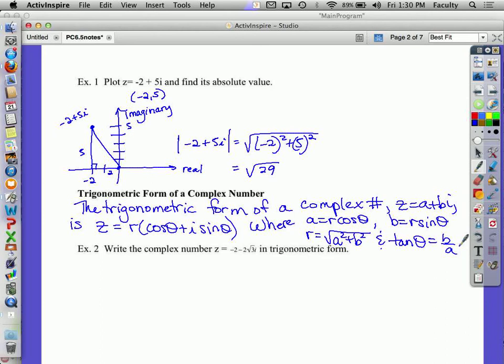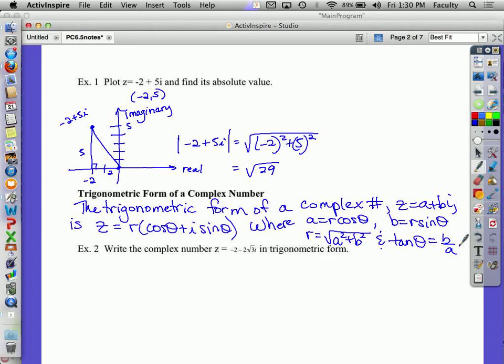All right, trigonometric form of a complex number, we'll call it z equals a plus bi, is z equals r times the quantity cosine theta plus i sine theta. So that should look a little familiar to us. Remember in the previous lesson on vectors, what was in the place of r? The magnitude of the vector. Is that not the same thing as the absolute value? Oh, connection.